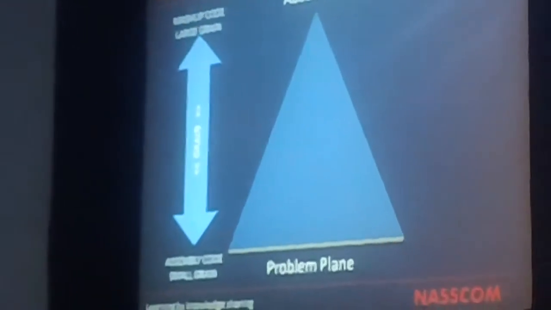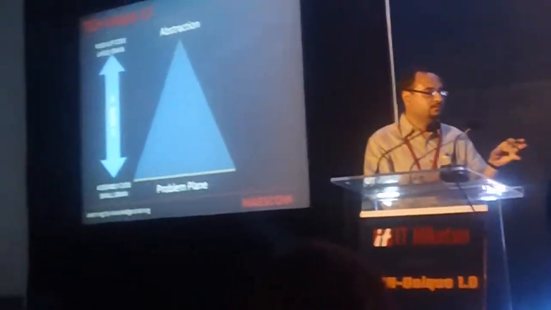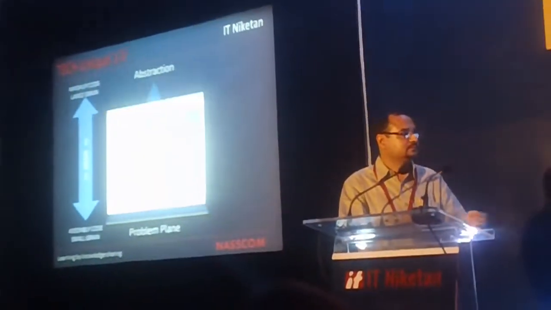So this represents the grain of the solution. As we move up from the problem plane to the abstraction plane, we will have a smaller set of solution code, because as we move up, the grain of the solution will rise, and that will help us to address a larger amount of problem that can be handled.